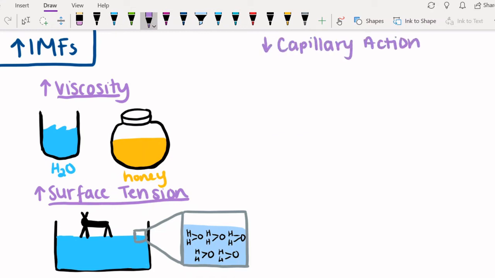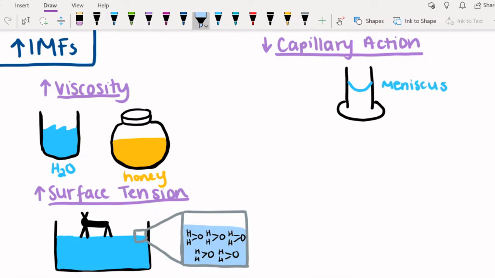Capillary action is when a liquid can move upward against gravity. As intermolecular forces increase, capillary action decreases. They're inversely proportional. A common example of capillary action is the curve of water in a graduated cylinder, which is called a meniscus.